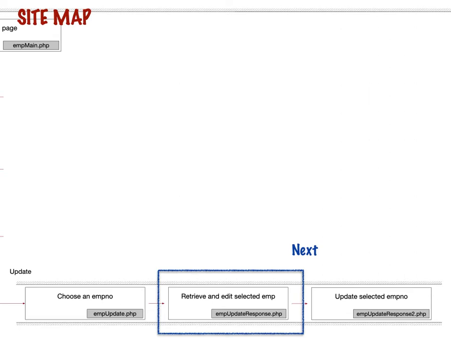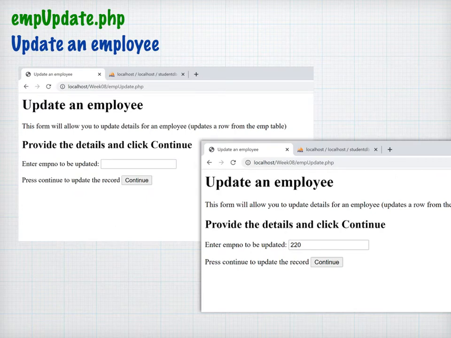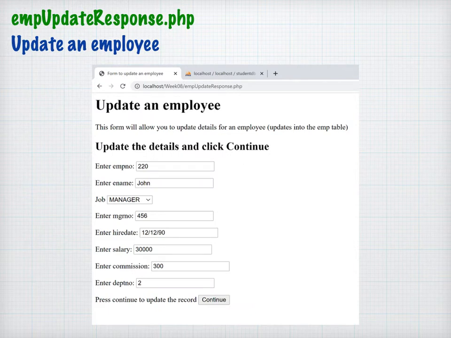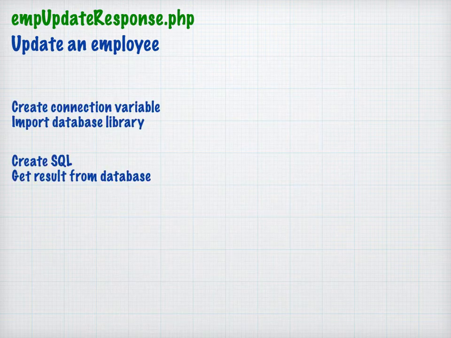And of course, what this middle page is going to do is take an employee number that's been entered, like here, for example, and we're going to bring up those details in a form. Now, it has to be said, this is the most complicated bit of code that we've written so far, emp update response. We're going to do lots and lots of things that we've done before, and we'll combine them all to get this nice effect where values are going to be pulled from a database and then printed into a form so the user can actually edit the details. So let's have a look at it.